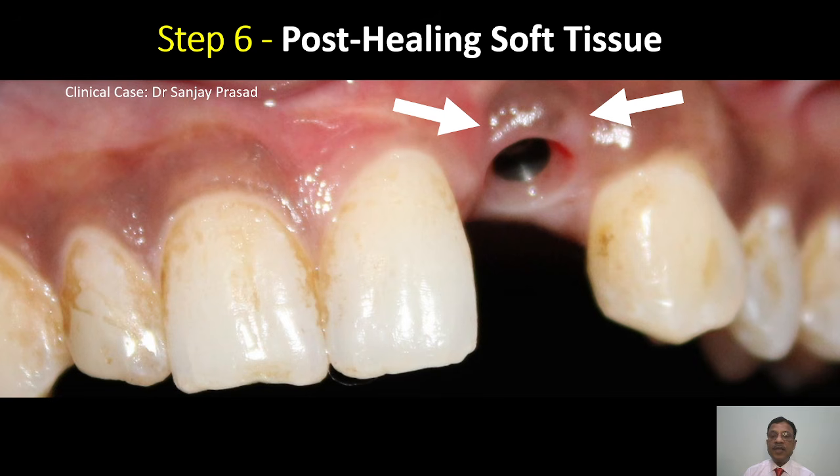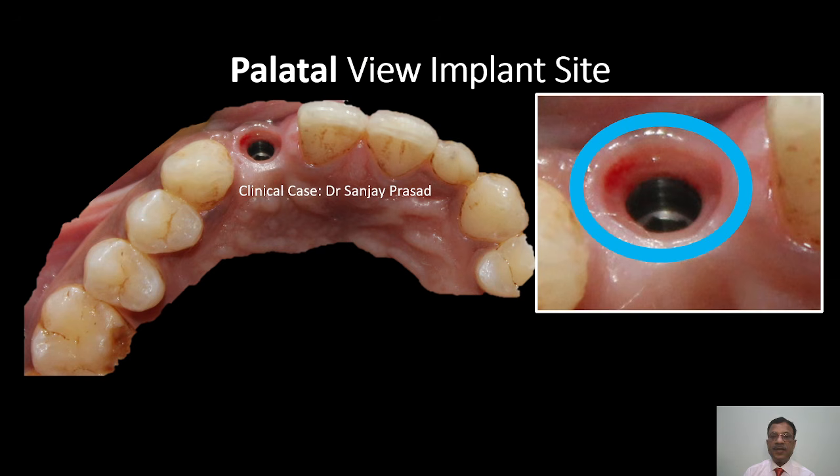Now post healing, we can see that we have got a good pink aesthetic. The soft tissue is well formed, and we can see both the height and width of the soft tissue stability is well preserved, and it is ready to receive a good prosthesis. This is the palatal view, where we can see that this soft tissue is well formed.